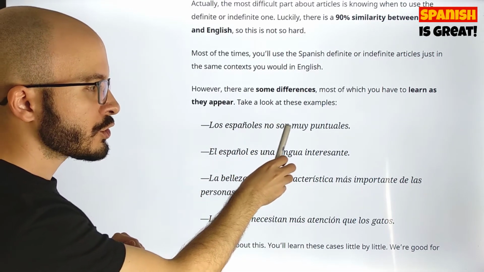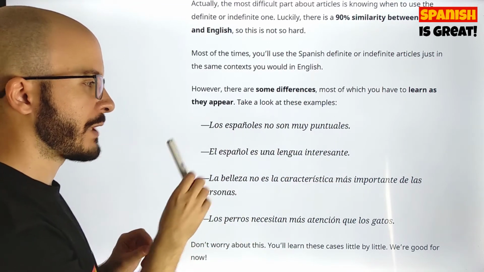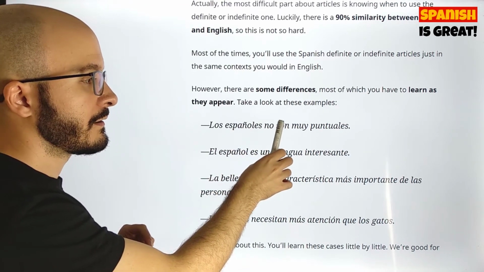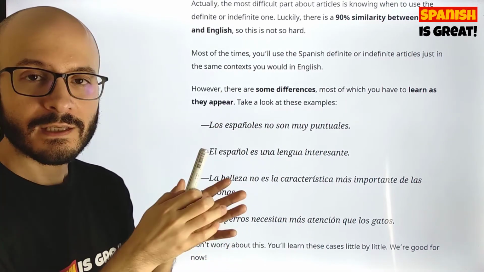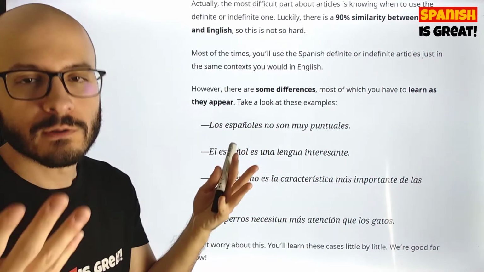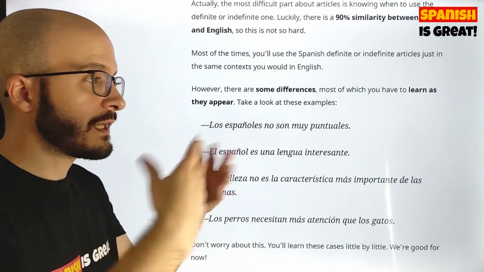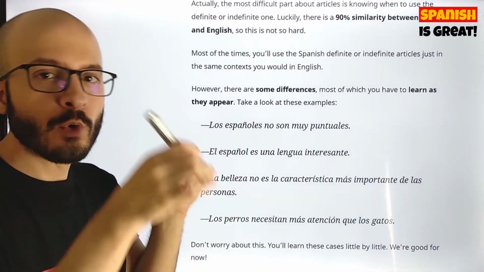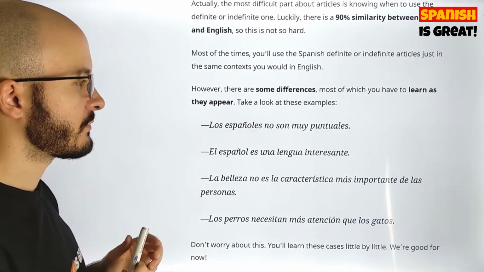Los españoles no son muy puntuales. So we see, los españoles no son muy puntuales. In English, we would translate this: Spaniards are not very punctual. So we say in English, Spaniards. We don't say the Spaniards. We could, depending on the context. But when we are just generalizing, in English we say Spaniards. In Spanish, we would always say los españoles. We would never say españoles no son muy puntuales. That's wrong. Okay, so there's one difference there.